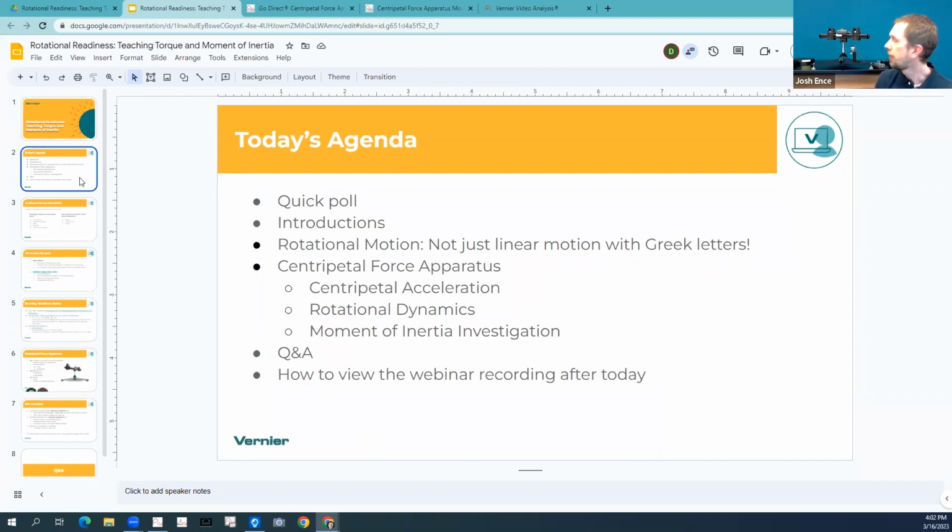But the bulk of the time I'm going to spend using this apparatus here, the centripetal force apparatus. And I want to talk specifically about three particular labs. The one that's called centripetal acceleration, another on rotational dynamics, and the last one on moment of inertia. Once we've gone through those, there'll probably be some time for questions at the end if you'd like. And then we'll review how you'll get this recording later.